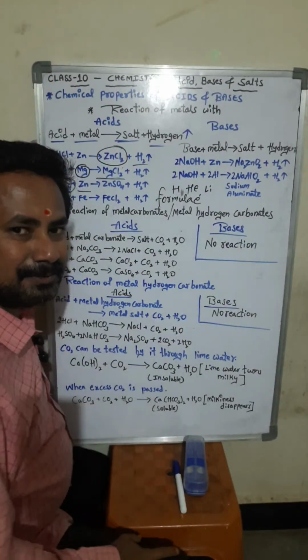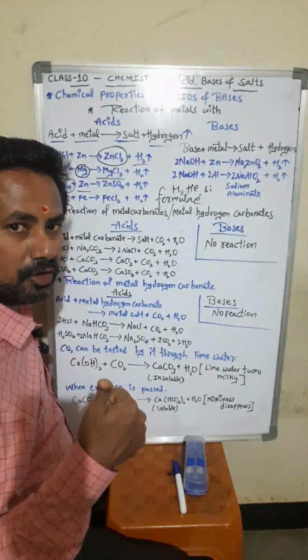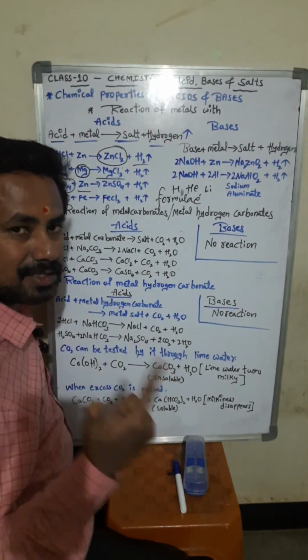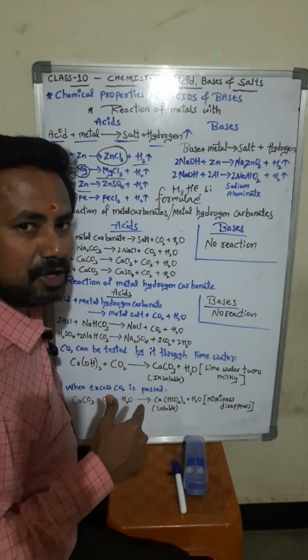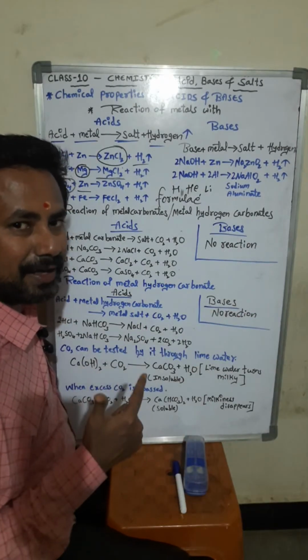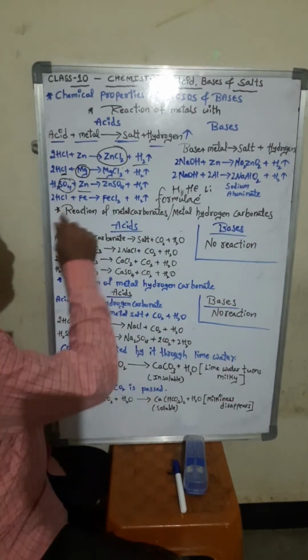Is it clear? Sulfuric acid, H2SO4, reacting with zinc, Zn. So ZnSO4, a metal salt, will form, zinc sulfate, and hydrogen gas will be liberated. Simple, easy, fine. Next.